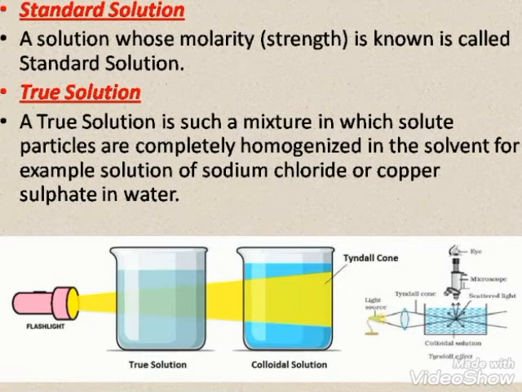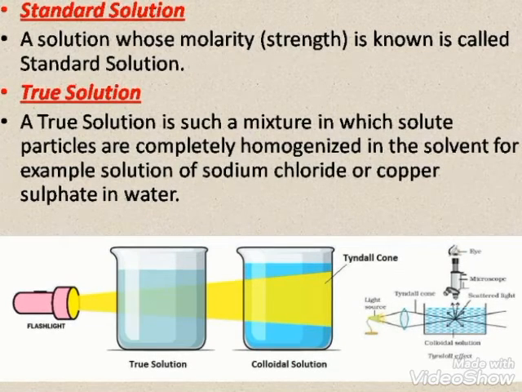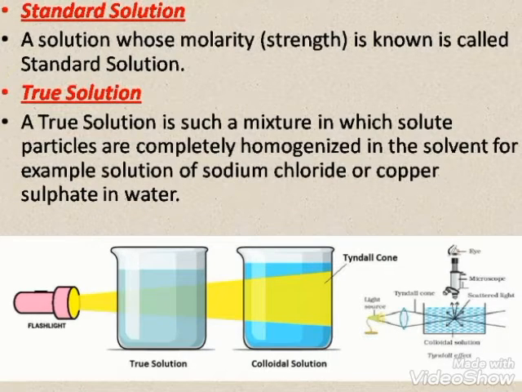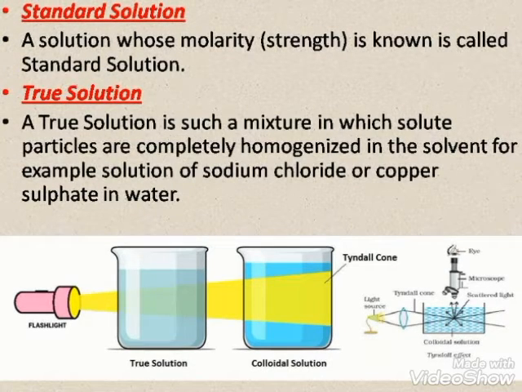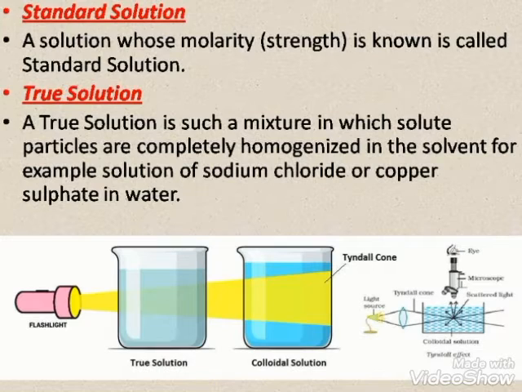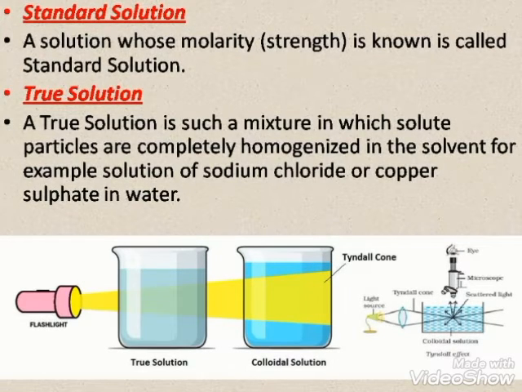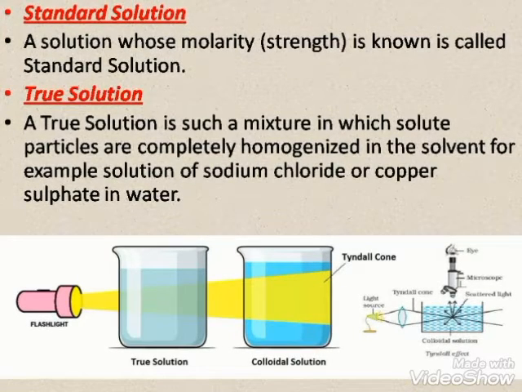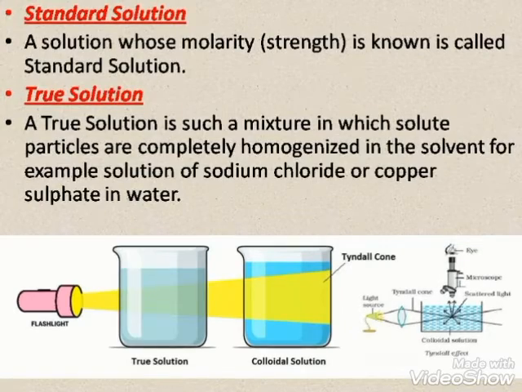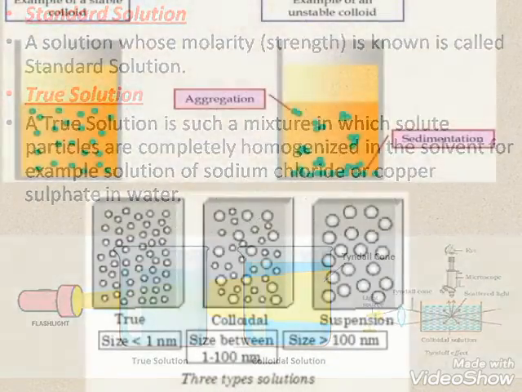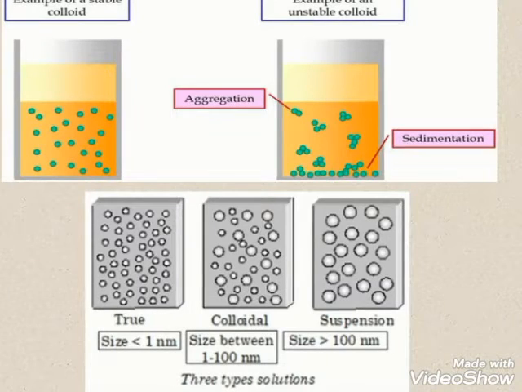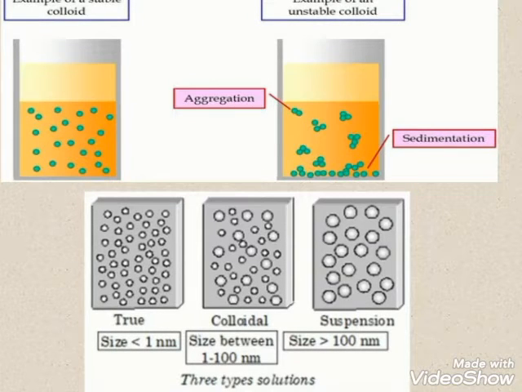Now if I pass light through a true solution and a colloidal solution, the light will pass through a true solution because there are no particles dispersed in it. Whereas in case of a colloidal solution, because the particles are dispersed, it will show the Tyndall effect, that is scattering of light. Similarly, the colloids can also be of two types, stable colloids and unstable colloids.